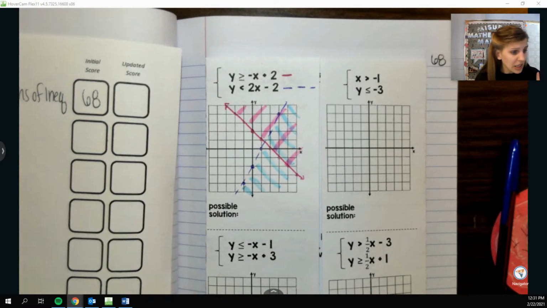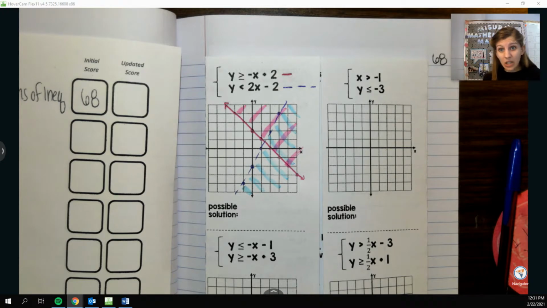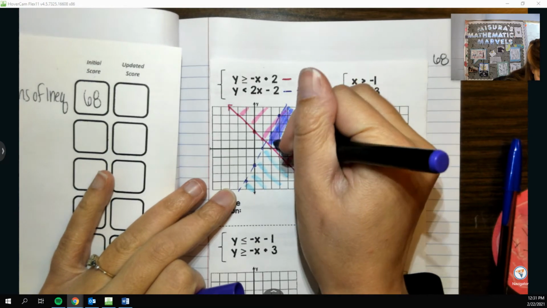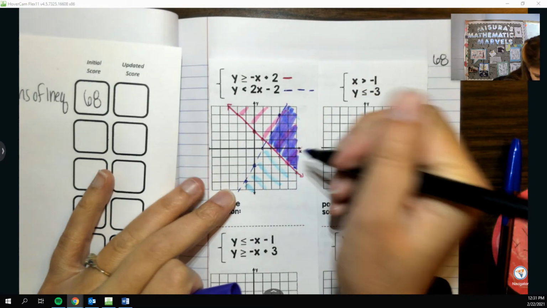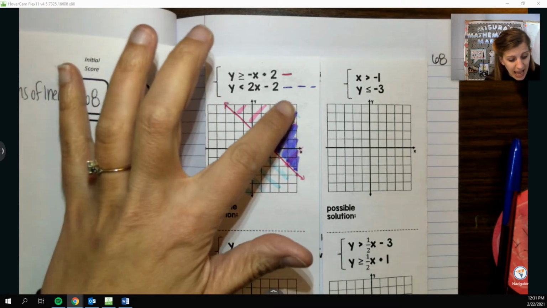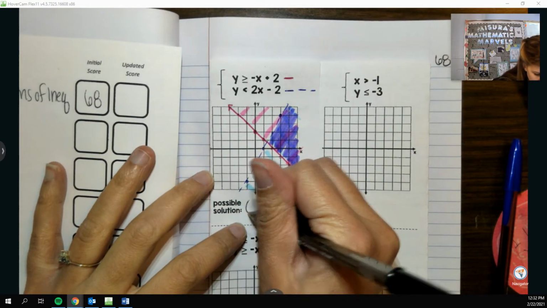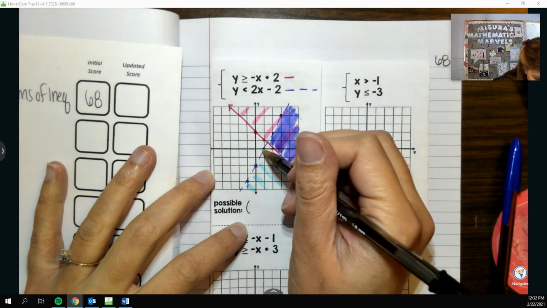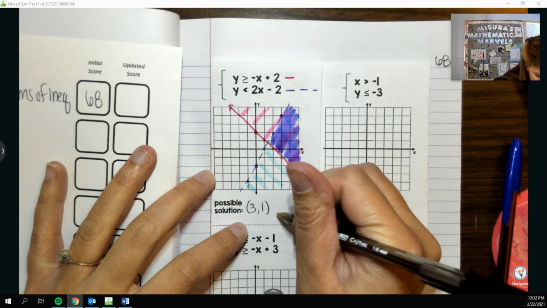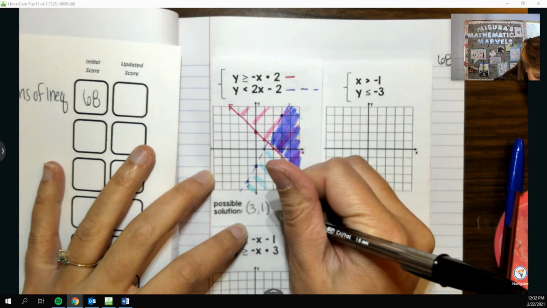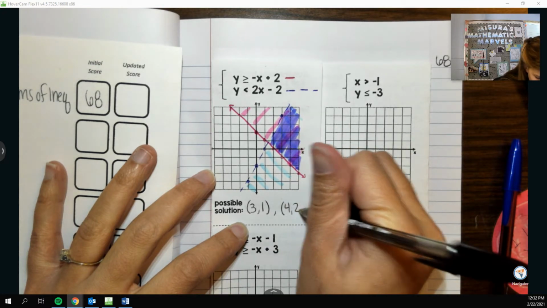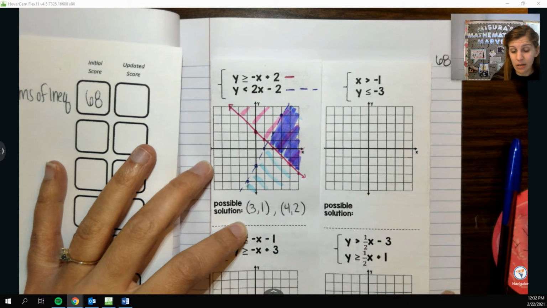However, the only part that's really a solution is where the colors overlapped, so all this stuff right here in that corner. One possible solution would be any of the points in here, like (3, 1), or if I go 1, 2, 3, 4, comma 2. Basically anything in here is a solution.